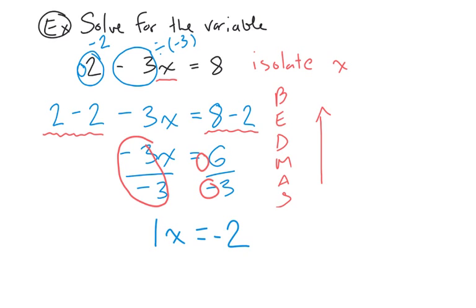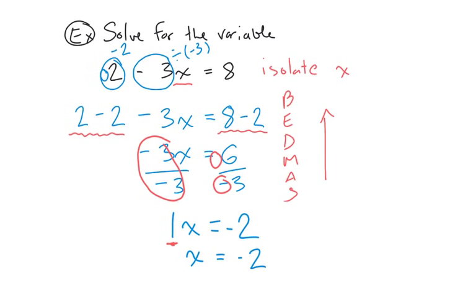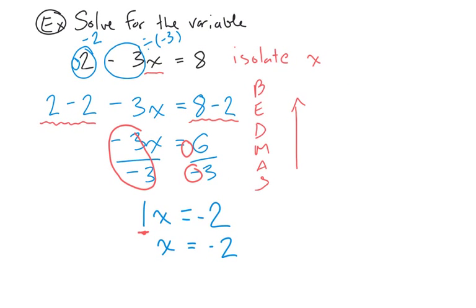Before we finish, let's get rid of this coefficient of positive 1. Remember, anything multiplied by positive 1 stays exactly the same. So instead of writing 1x, you should just write x is equal to negative 2. I'm going to zoom out a little bit to show you all my work, and I'm going to put a box around our final answer. x is equal to negative 2.